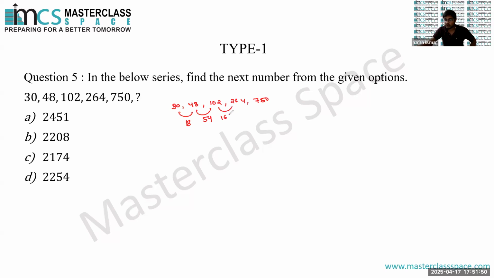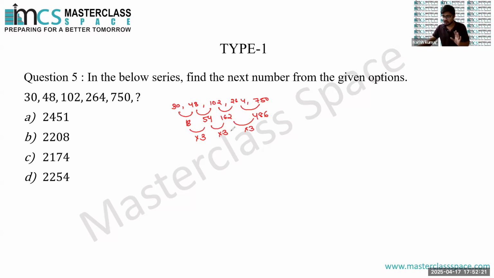What is the difference here? 162, right? And what is the difference here? 250, 750. So the difference is 500, but I have to subtract 14, so it is 486. Clear? Now, as soon as you look at these differences, there is a pattern. What is that pattern? 18 into 3 is 54. 54 into 3 is 162. And 162 into 3 is 486.